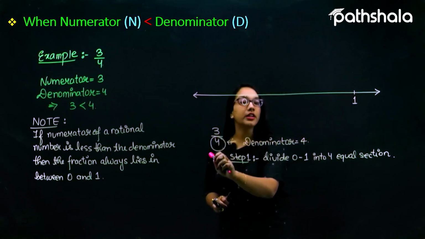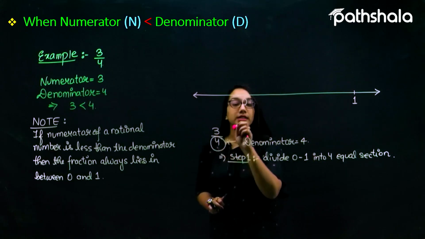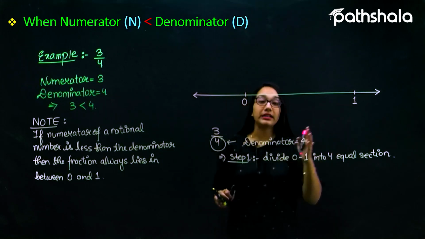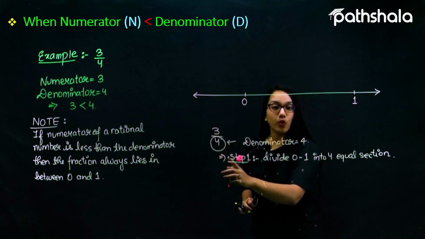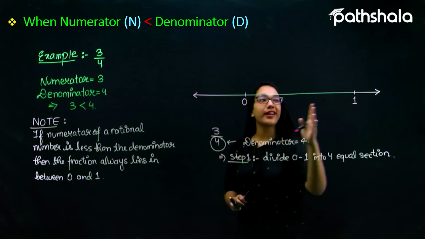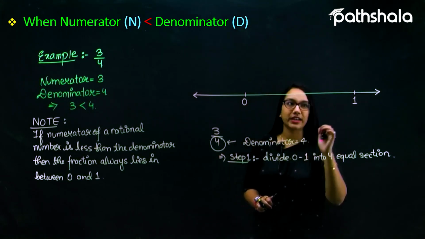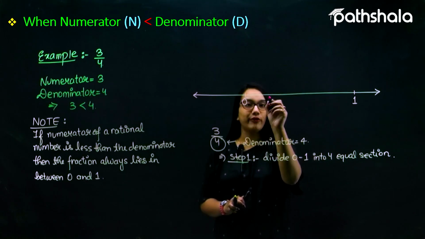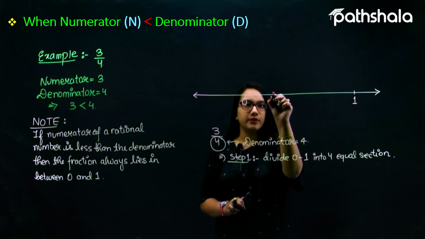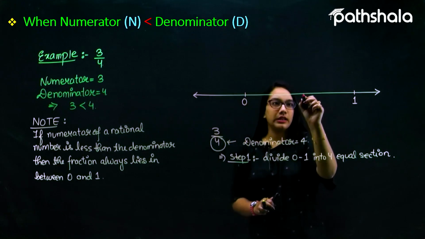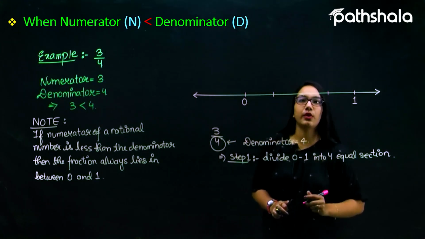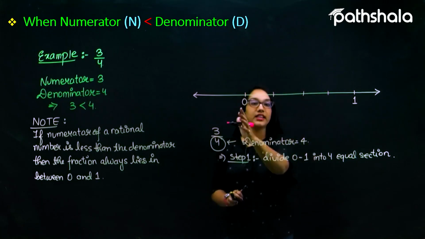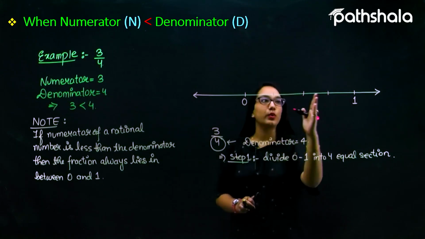So it all depends upon the denominator. Whatever the denominator is, we have to divide 0 to 1 into that many equal sections. Over here the denominator is 4, so we will divide 0 and 1 into 4 equal sections. Let us suppose I'm dividing it into 4 equal sections: this is my first section, this is my second section, and this is my third section. Now I have divided 0 and 1 into 4 equal sections.